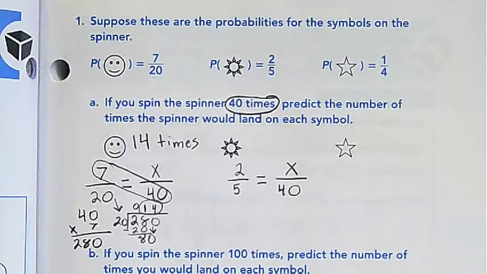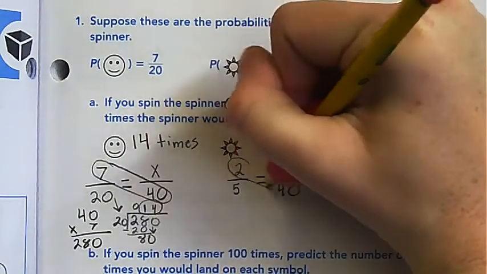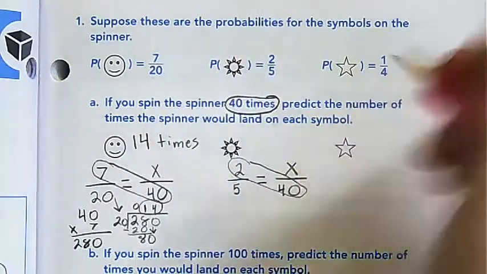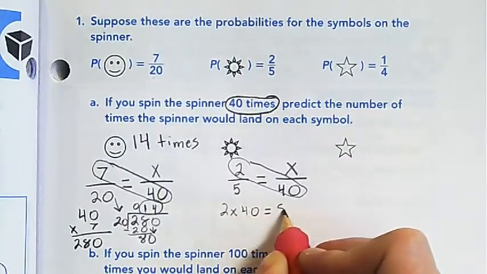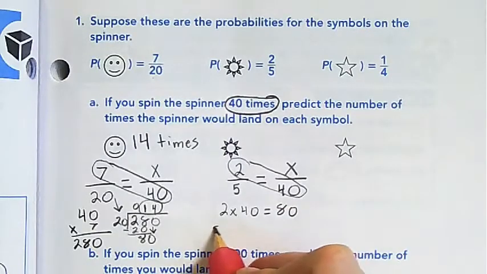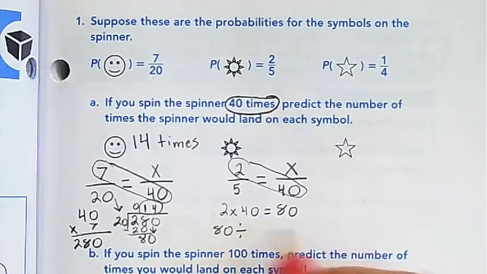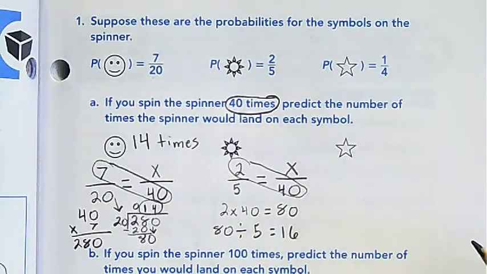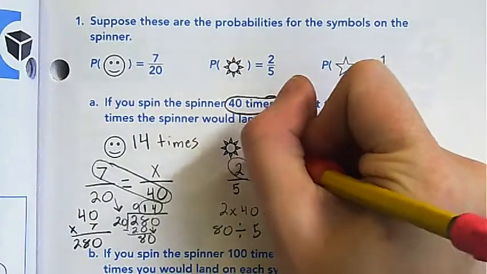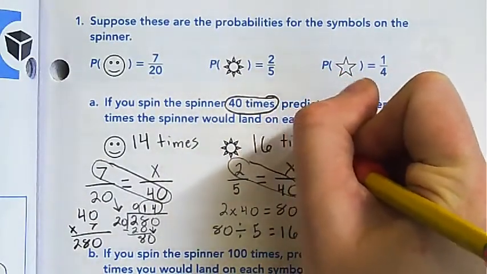How did you solve this proportion? I multiplied 2 times 40, which gives me 80. Because 2 times 0 is 0, and then 2 times 4 is 8. And so then I divided 80 by 5, which gave me 16, because 5 times 16 is 80. Awesome. So 16 times. Perfect.